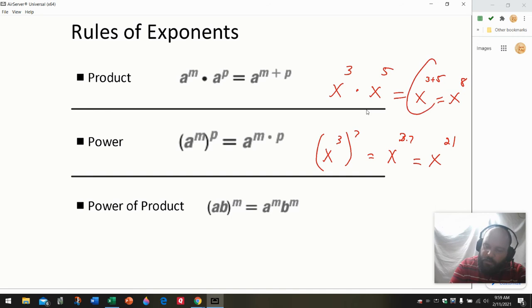Now, you don't need to show this step here and this step here if you don't want to. I'm just doing it so you can see how the exponents are combined. But when you have a power to a power, the exponents multiply.